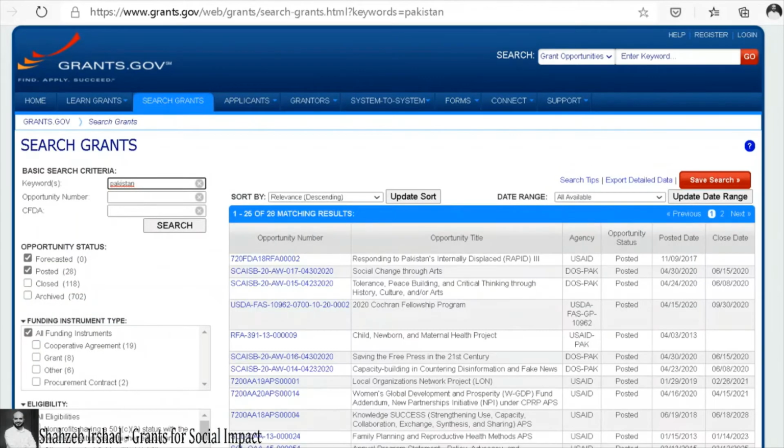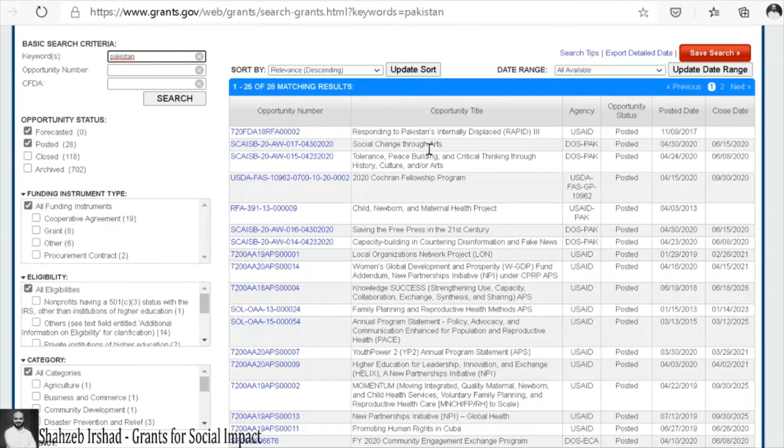You could do a thematic search for education or healthcare or culture, but then you will get opportunities like that all over the world. And if you have an organization that has a global reach and can apply for opportunities like that, feel free to do so. In my case, I want to understand what opportunities are available for Pakistan. So there are about 28 matches. This screen is showing me 25.